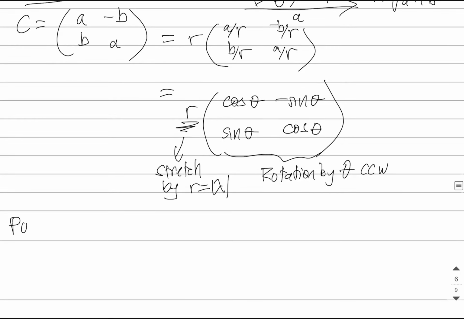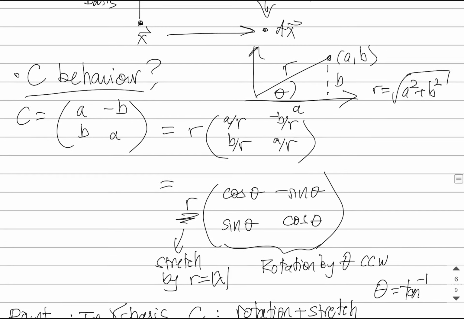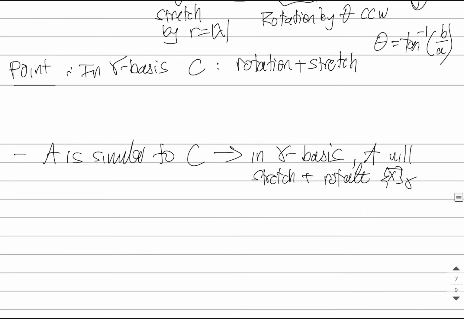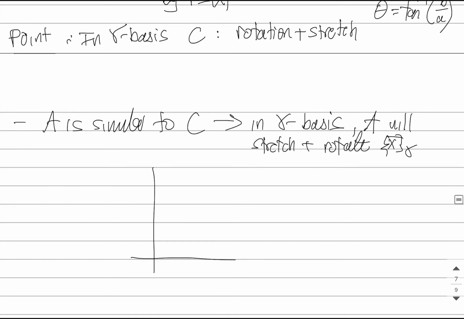So here is the point. In this gamma basis, which is the real part of the eigenvector and the imaginary part of the eigenvector, C just gives you a rotation and a stretch. The amount of rotation is, just as we usually do with this polar interpretation, the inverse tangent of the imaginary part over the real part. And that is now the whole point. This is why we ended up seeing the rotation and the stretching that we talked about before.